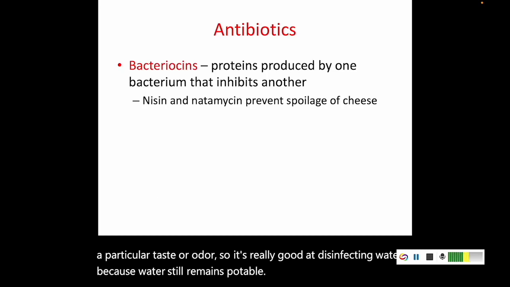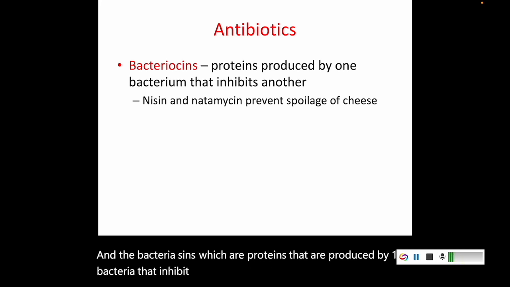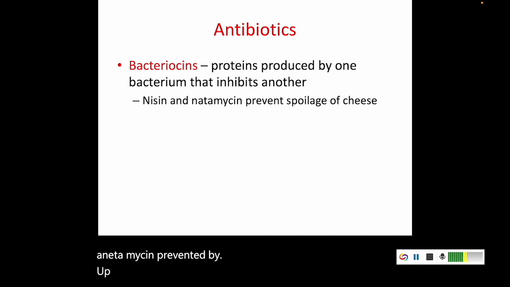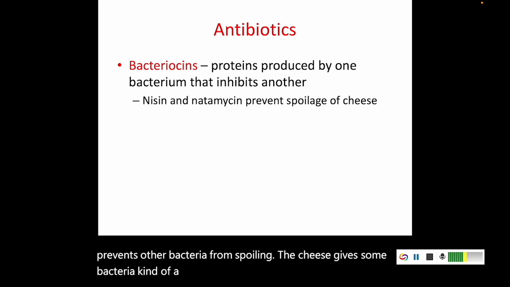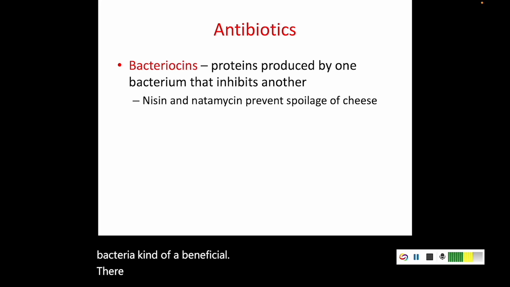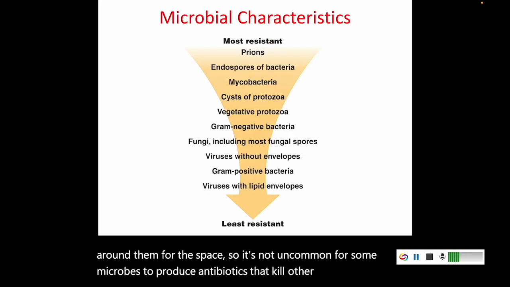And then bacteriocins, which are proteins that are produced by one bacteria that inhibit another. Totally crazy things, like nisin and natamycin, created by one species of bacteria that creates the cheese and prevents other bacteria from spoiling the cheese. It gives some bacteria a beneficial edge. They're not having as many bacteria competing around them for the space, so it's not uncommon for some microbes to produce antibiotics that kill other microbes.